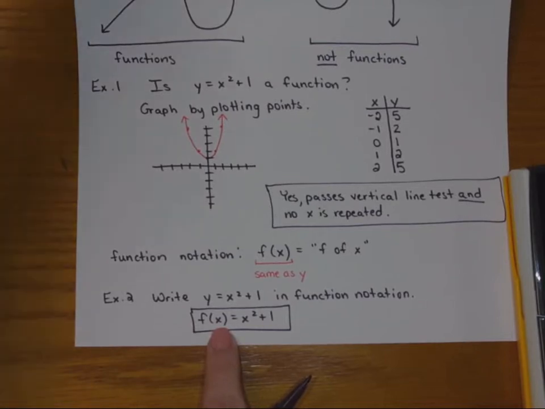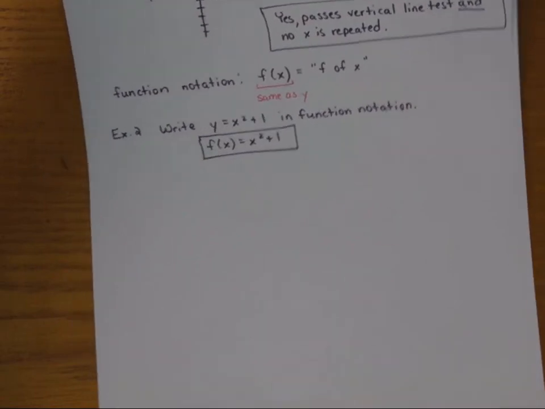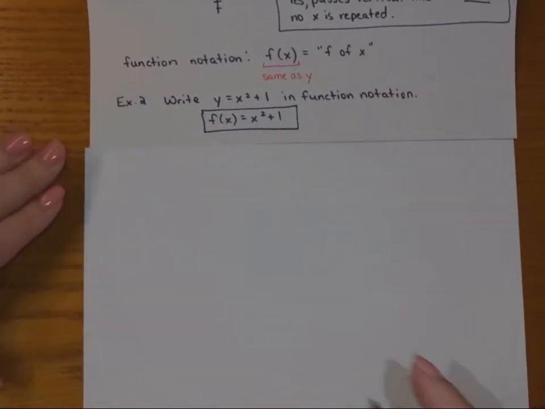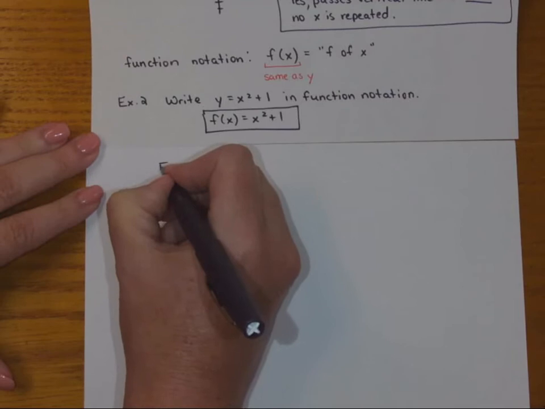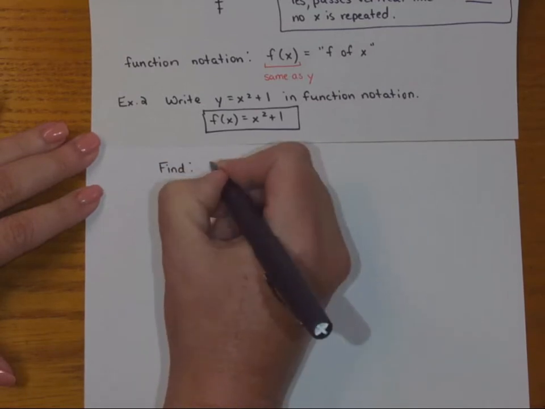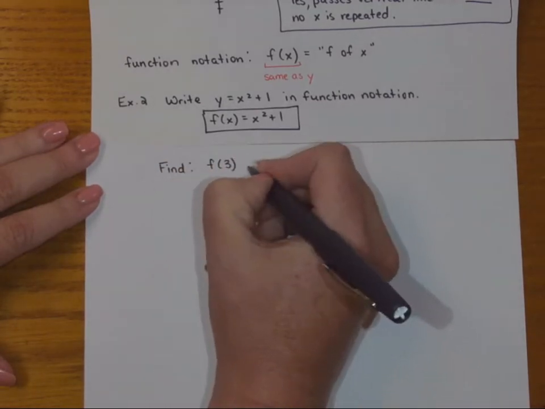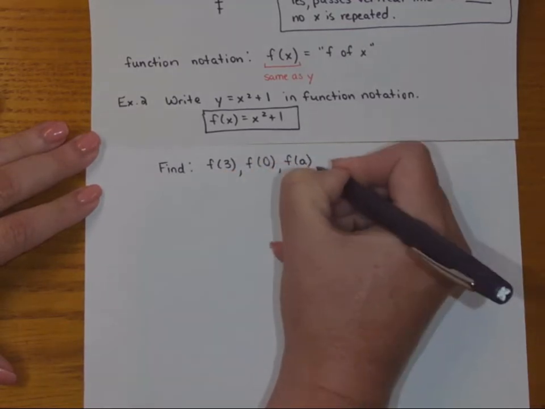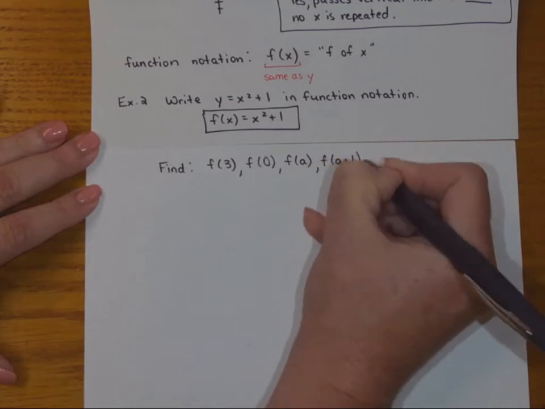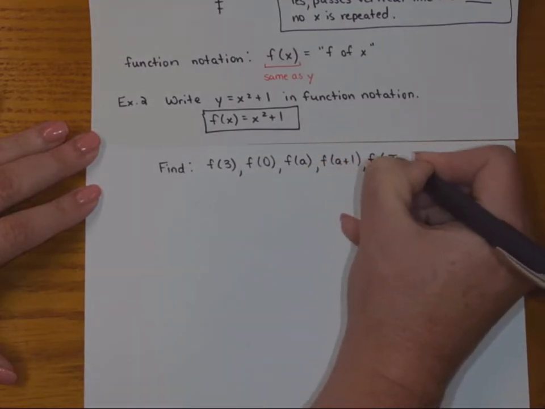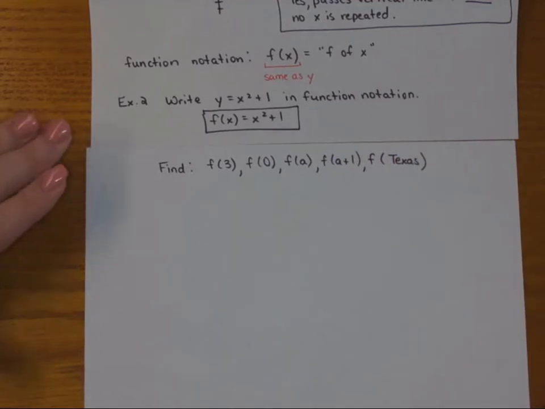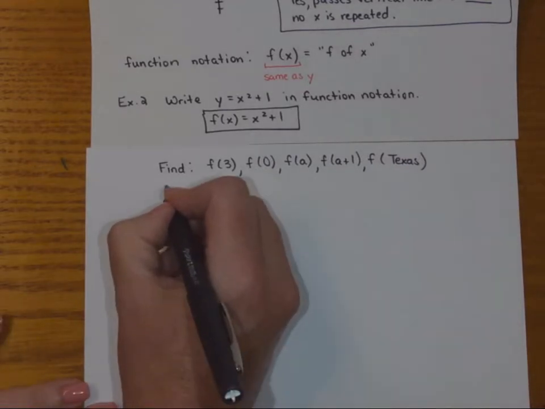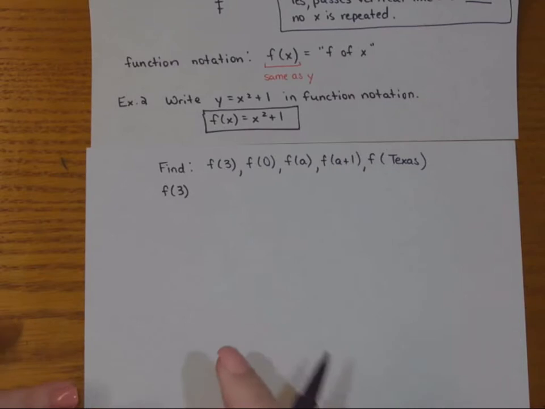So with this function notation comes some questions that we can ask. So using this same equation, we're going to find f of 3, f of 0, f of a plus 1. And then as goofy as it sounds, we're going to do f of Texas just to prove a point. Okay. So when you're asked to find f of a value, you're being asked to find what is the function value when x is 3.